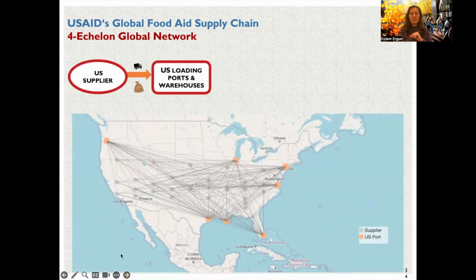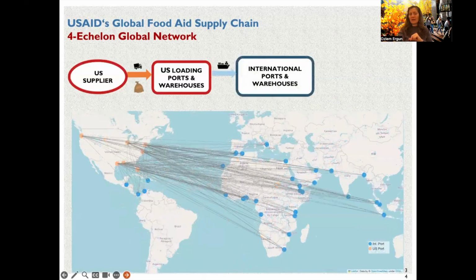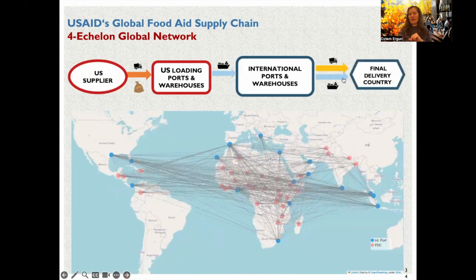We are looking at, again, procurement from the US suppliers, and then movement of the commodities into either US loading ports or warehouses, and from there, shipment to international ports and warehouses, and then finally moving the commodities into final delivery countries. As you can see, we're no longer looking at distribution networks within a country.